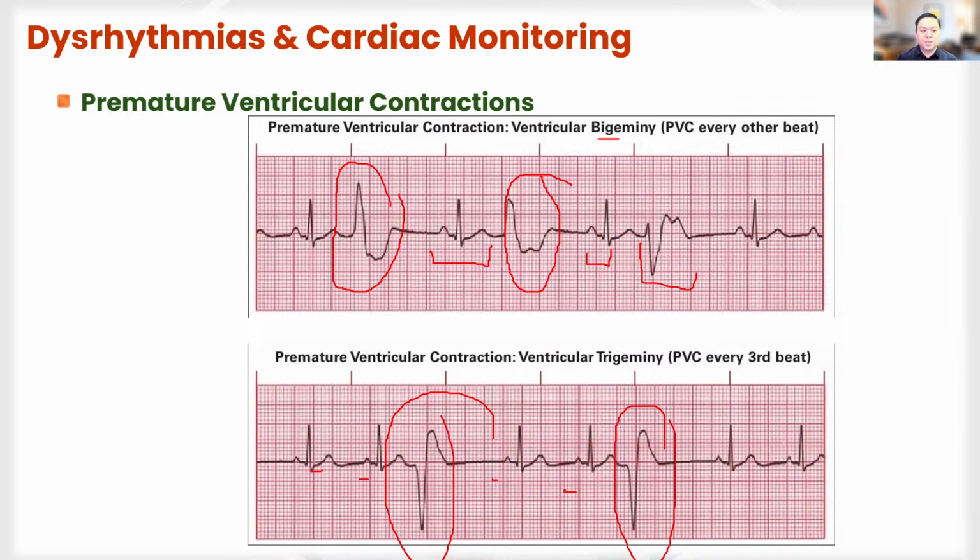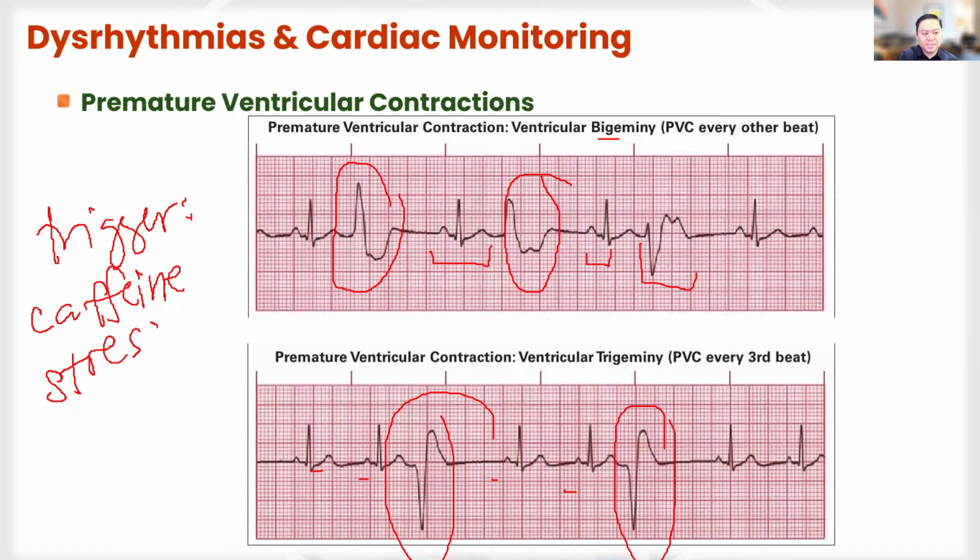Okay, so what do you think can lead to premature ventricular contractions? Well, there are so many things that can trigger this to occur. One of those is caffeine. Very common. Caffeine or maybe stress, they can develop that as well.